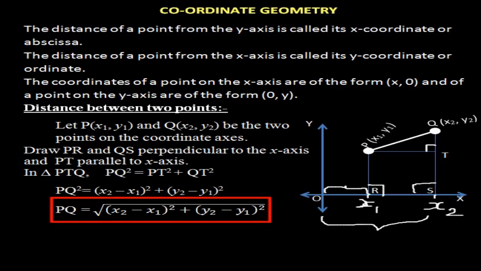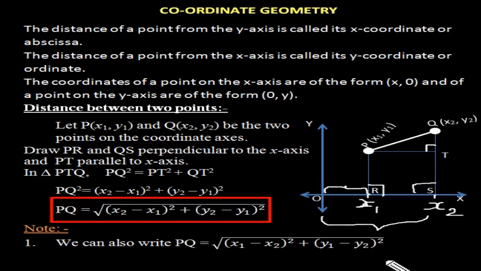7.1. Note, instead of writing PQ as square root of (x2 minus x1) whole square plus (y2 minus y1) whole square, we can also write PQ as square root of (x1 minus x2) whole square plus (y1 minus y2) whole square. Even if you interchange the coordinates of x and subtract, the value remains the same because we are going to square it here.